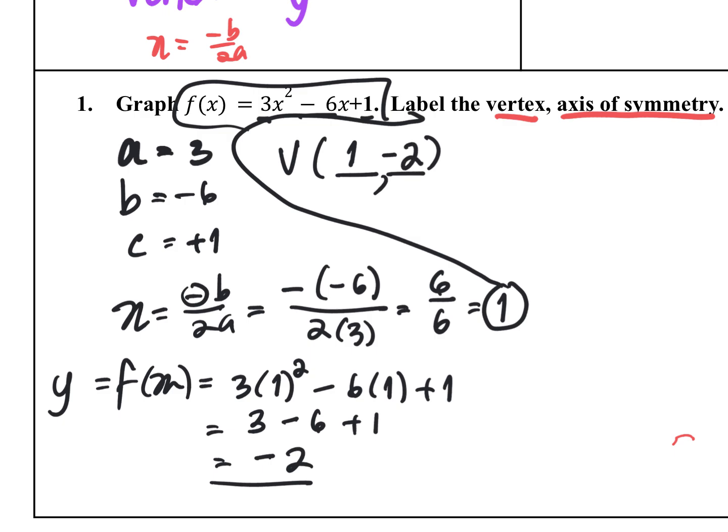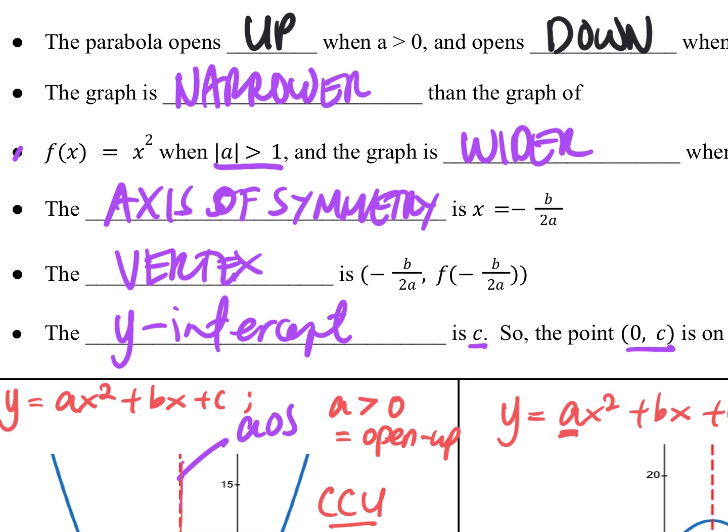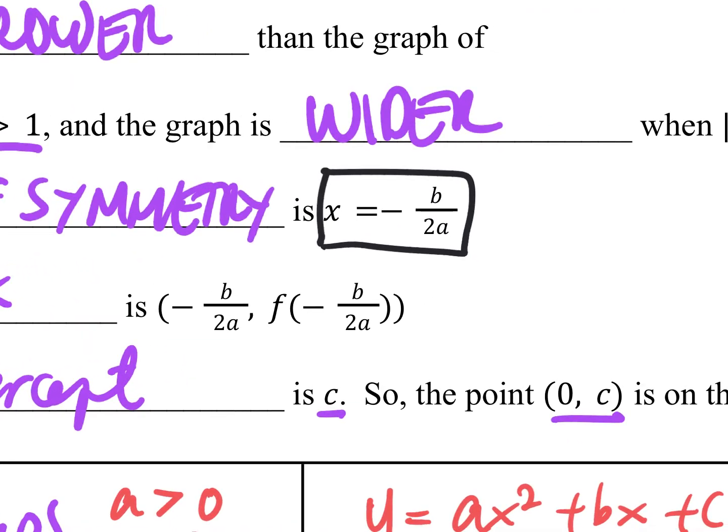Now, we said earlier that the axis of symmetry is going to be located at the x-coordinate of our vertex, which, if you're going to compute that, you're still going to use x is equal to negative b over 2a.